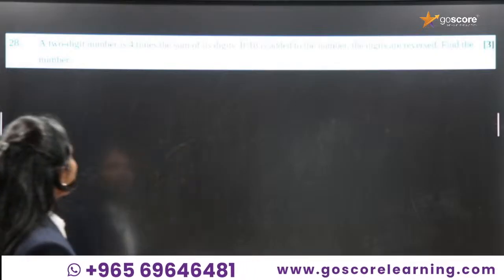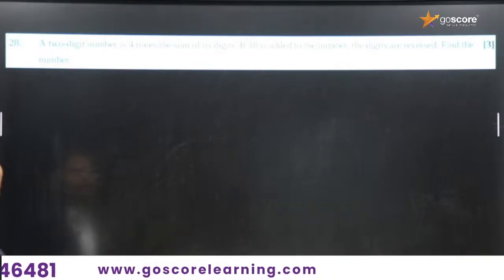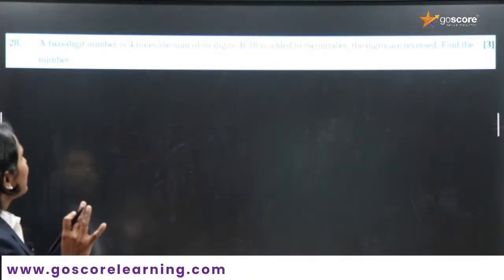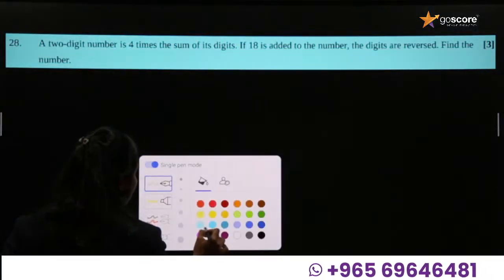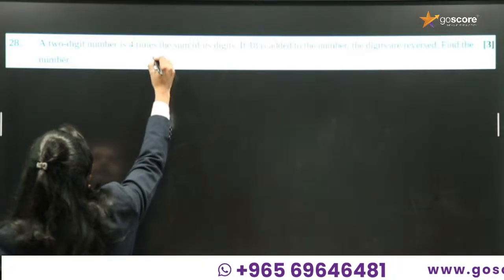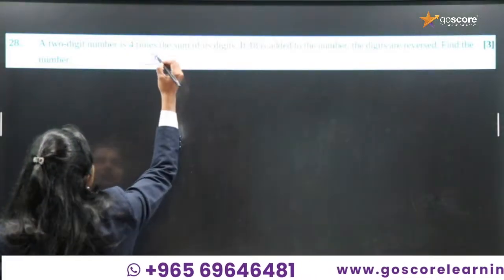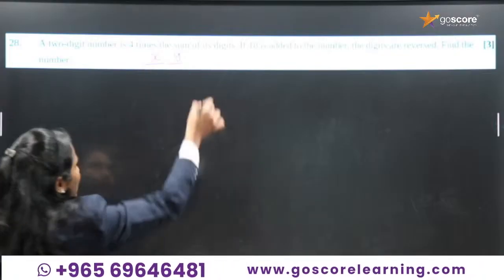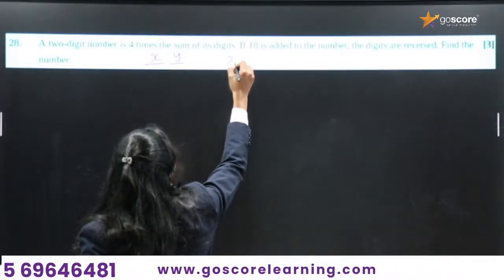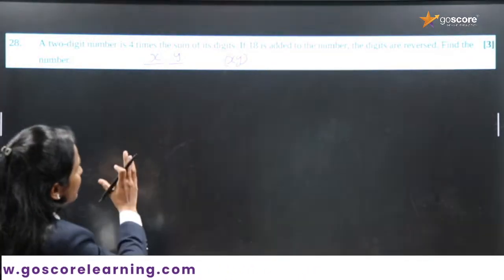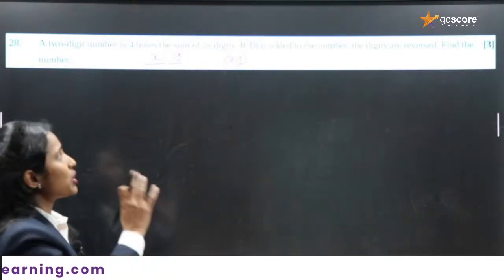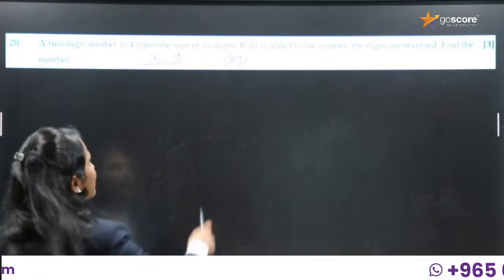A 2-digit number is 4 times the sum of its digits. If 18 is added to the number, the digits are reversed. Find the number. Okay, so there is a 2-digit number. Now I am going to take a 2-digit number. You need to remember the notation. So in the tens place x, in the ones place y. So xy. Don't think it is x into y, the normal xy. That's why I am putting a dash under that, because the tens place digit is x and the ones place digit is y. Okay, so we will be taking that.